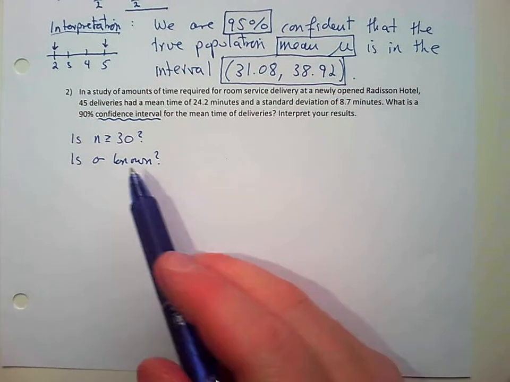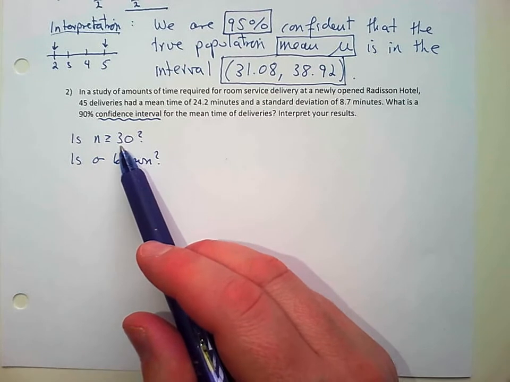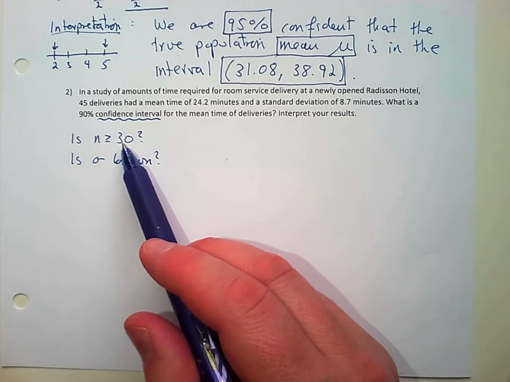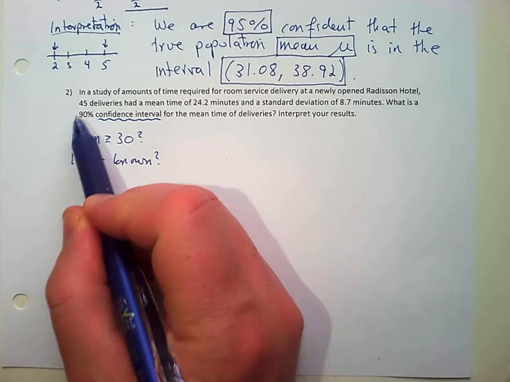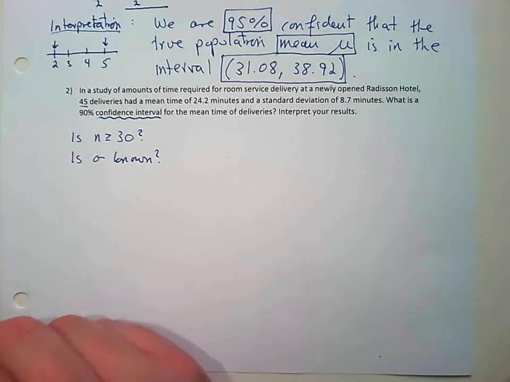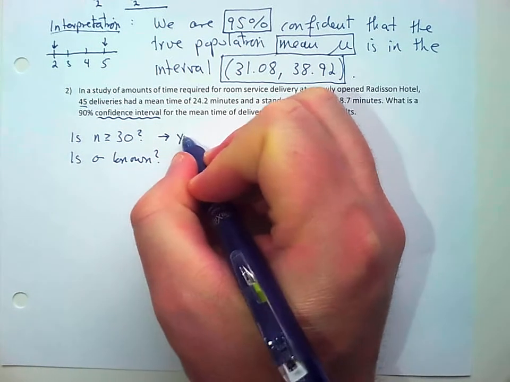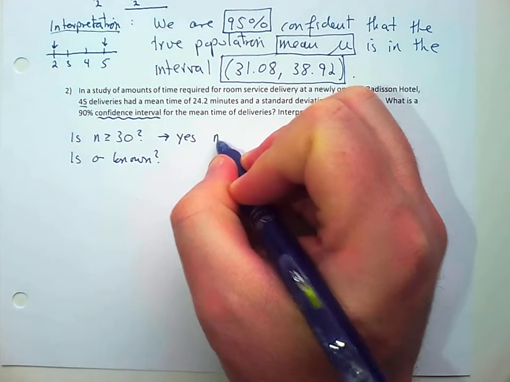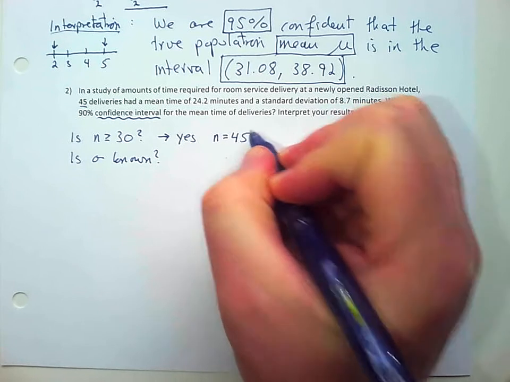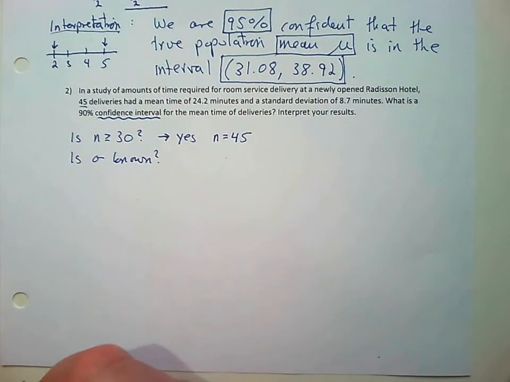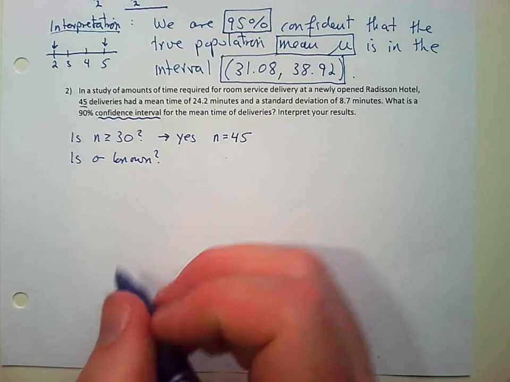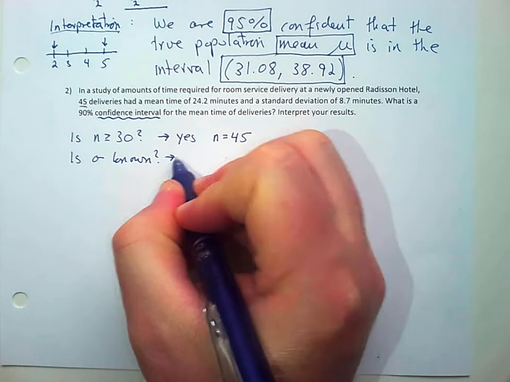So let's do it. Is n greater than or equal to 30? Is our sample size greater than or equal to 30? The answer to that is yes. We're looking at 45 deliveries, so we're going to say yes to this one because little n is equal to 45, and 45 most certainly is greater than or equal to 30. The second question is, is sigma known? And the answer to that is no. Sigma is not known.